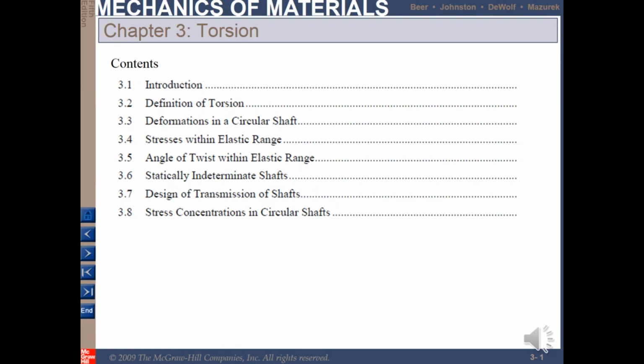for this chapter. So we have a little bit of introduction and then definition of torsion, deformation in a circular shaft, stresses within elastic range, angle of twist within elastic range, statically indeterminate shaft, design of transmission of shaft, and stress concentration in circular shaft.